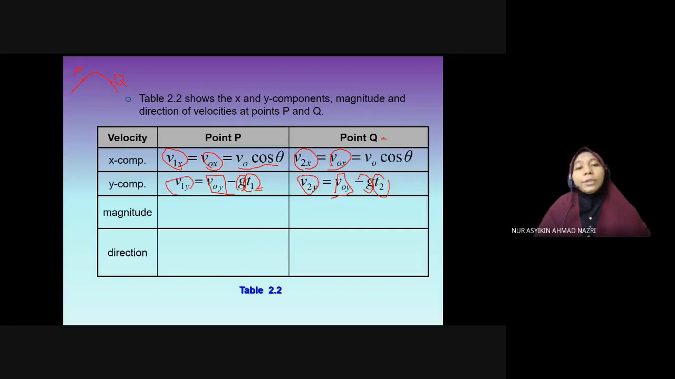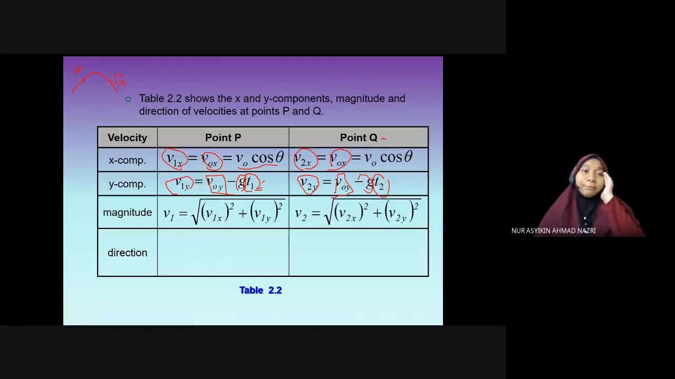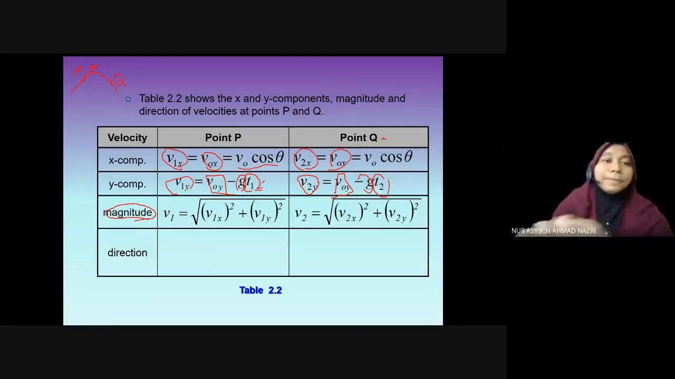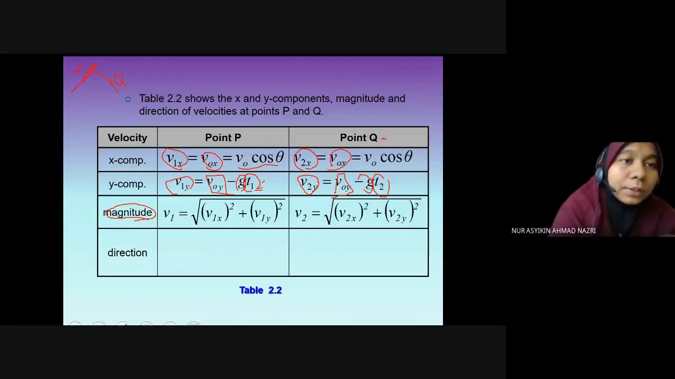And if you use this equation, you directly get it. At point Q, here you will get negative Vy. Okay, negative Vy. So, what is the magnitude? What is meant by magnitude here? This means that it wants you to find this one. Understand?